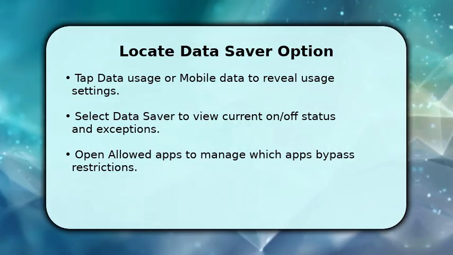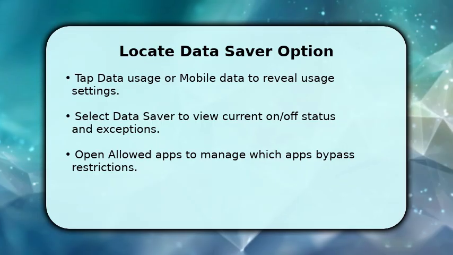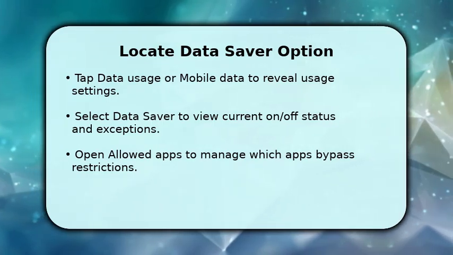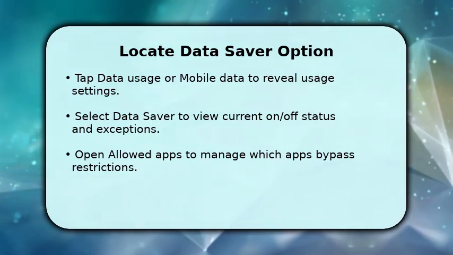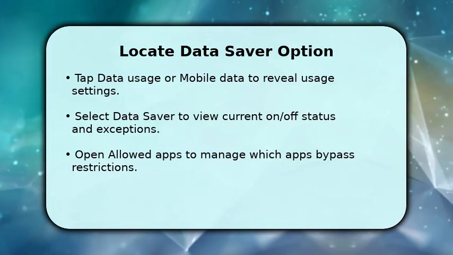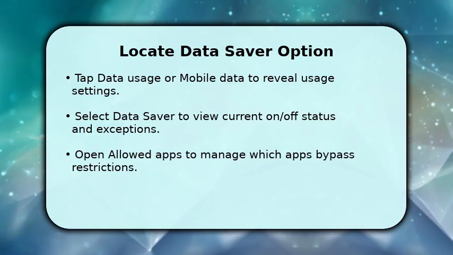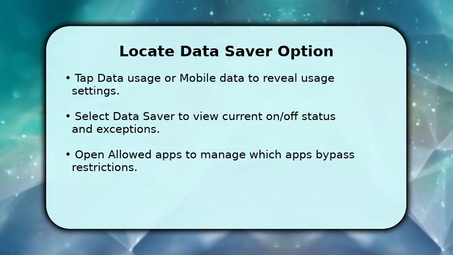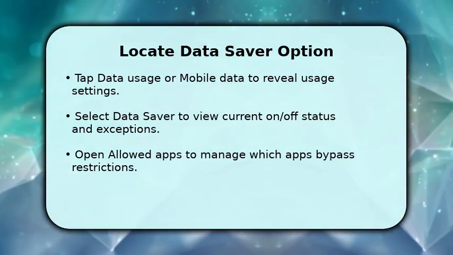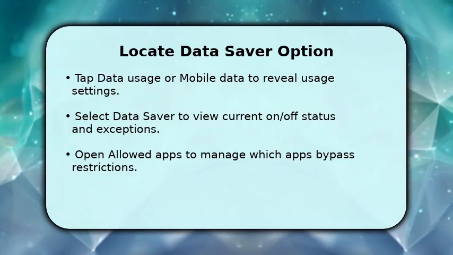You'll see data saver and its current state. Tap it to expand because turning it off changes background behavior and app syncing. Make sure to check allowed apps or unrestricted data access so important apps keep working. You're adjusting limits that reduce background data. When you change them, apps may immediately resume normal activity.